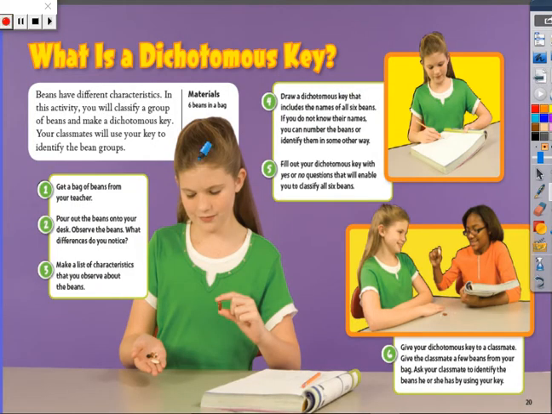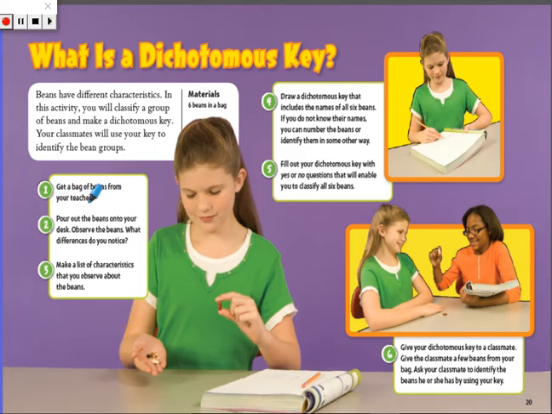We've set our purpose. Get a bag of beans from your teacher. Pour out the beans onto the desk. Observe the beans. What differences do you notice? Make a list of characteristics that you observe about the beans. Draw a dichotomous key that includes the name of all 6 beans. If you do not know their names, you can number the beans or identify them in some way. Fill out your dichotomous key with the yes or no answers that will enable you to classify all 6 beans.